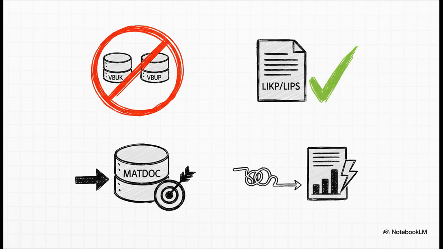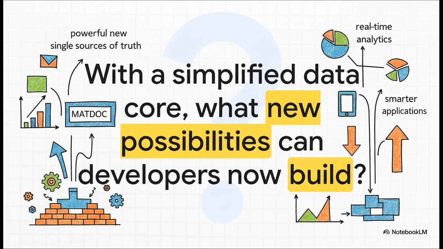The payoff for doing this is huge. Your code will be cleaner, it'll be easier to understand, and your reports will run so much faster because the database isn't jumping through hoops anymore. And that really brings us to our final thought for today. With these old, clunky tables gone and powerful, single sources of truth like MATDOC in their place, the very data core of S/4HANA is just fundamentally simpler and faster. So the real question becomes, what can we as developers build now? What kinds of real-time analytics or smarter applications can we create that just weren't even possible before? The foundation has been rebuilt, and that opens up a whole new world of possibilities.